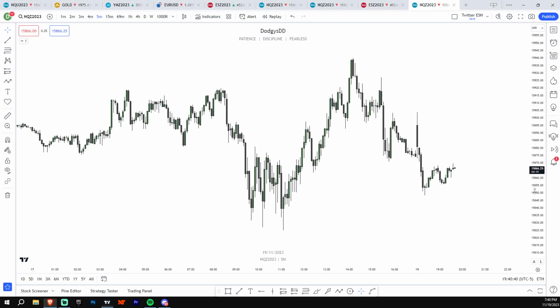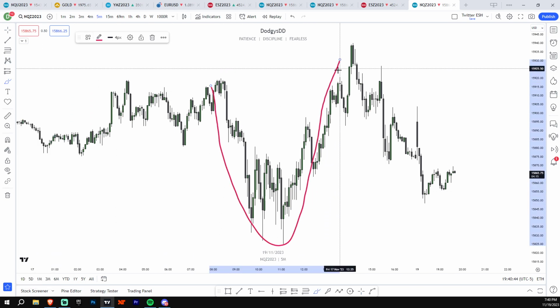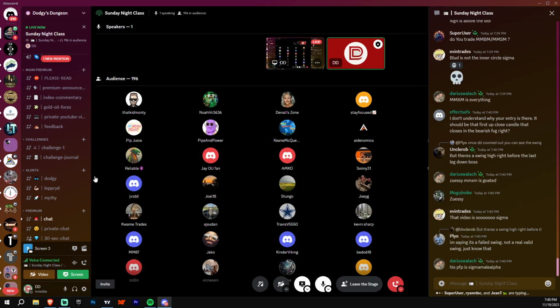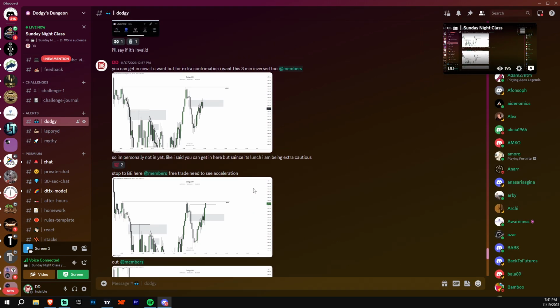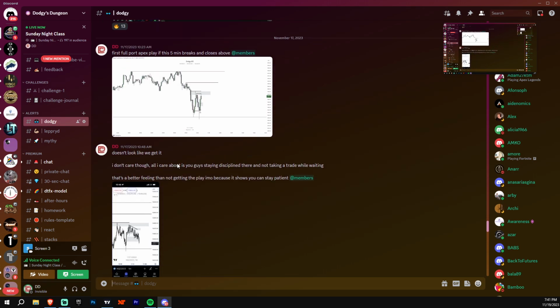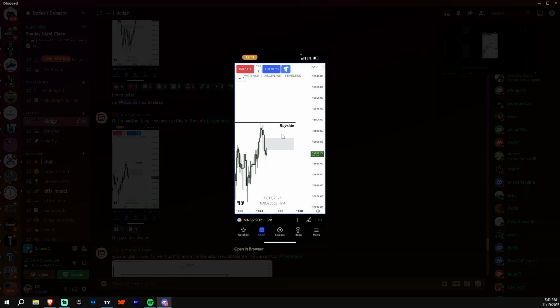Because if I know we're in a market maker buy model here and I see that curve, that just tells me that this inversion has to work right here. Look at this call out from my Discord on Friday. You can literally see, if you go to my alerts, right here, I said, I'll try long if we inverse this, the buy side.